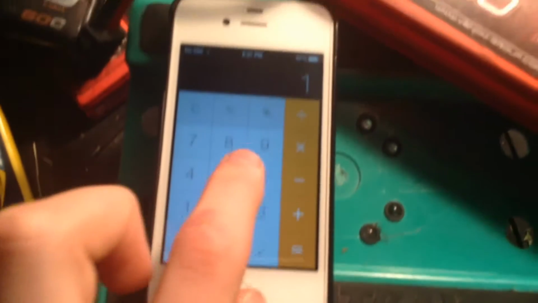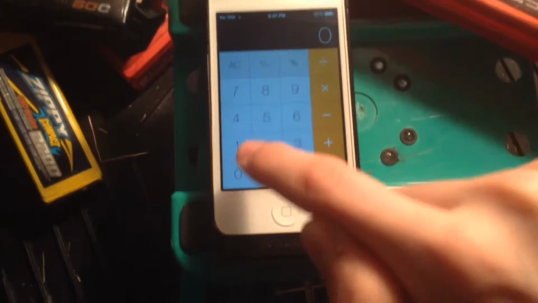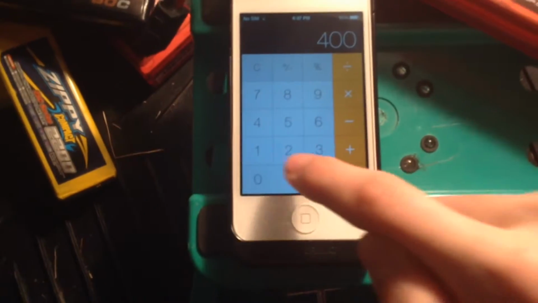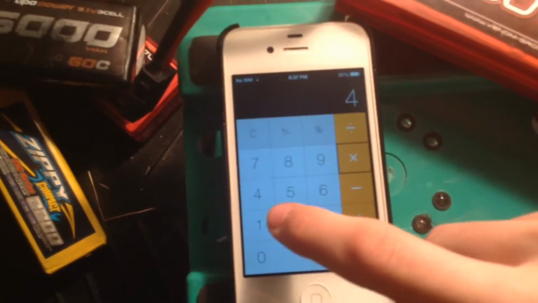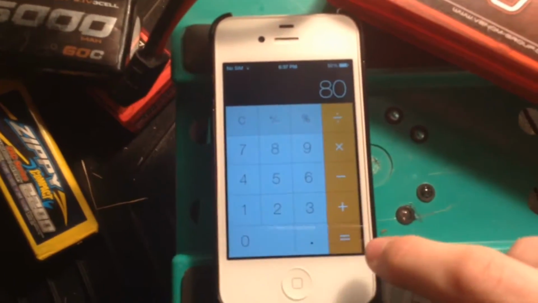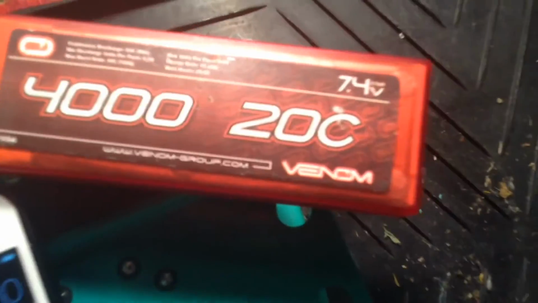So if you're still confused about what to calculate, here it is. So big number, 4,000. Crap, that's not 4,000. I'm just gonna do it with my right hand because that's way better. So 4,000 divided by 1,000 equals 4 amps. Then we're going to times it by 20 Cs, which will give us 80 amps.